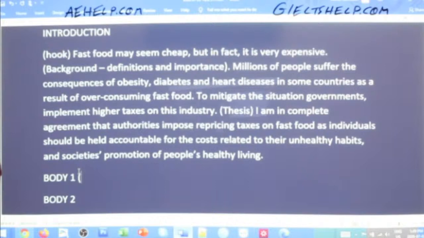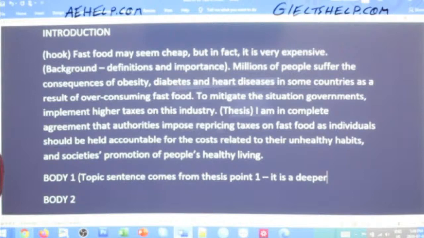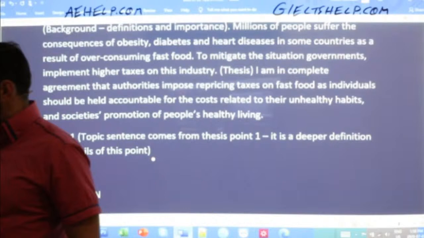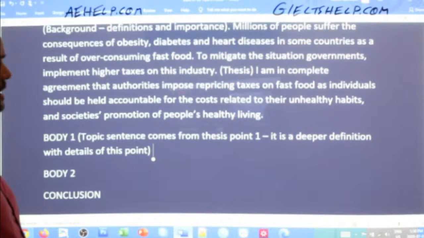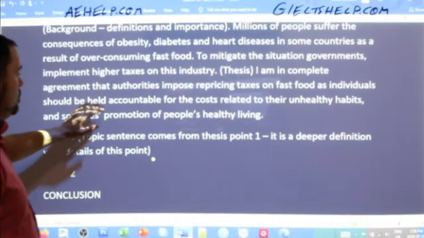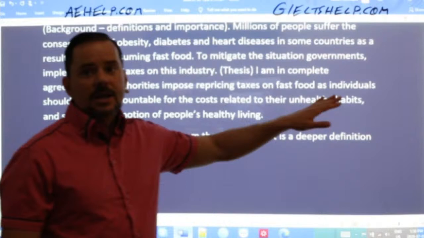So again, topic sentence starts the body paragraph. Topic sentence comes from thesis point one. It is a deeper definition with details of this point, okay? So go ahead, members, and compose a sentence for me that makes it clear for the reader what you mean when you say that people should be accountable for costs related to their unhealthy habits, okay? All right.